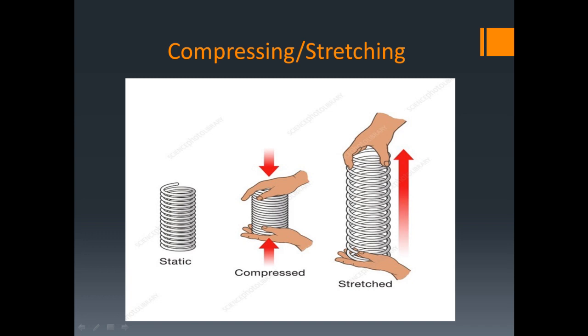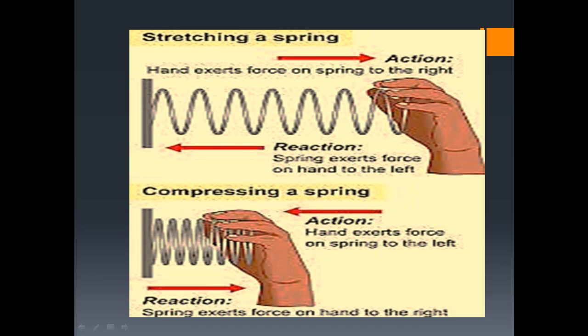But when you release the spring in both the cases, after compressing or stretching, what happens? The spring gets its original shape back. Stretching a spring: if the spring is fixed at one point and you are exerting a force in this direction, to the right, then what would the spring do? It will also exert a force on your hand in the opposite direction. If you are exerting a force to the right, it will exert a force to the left.